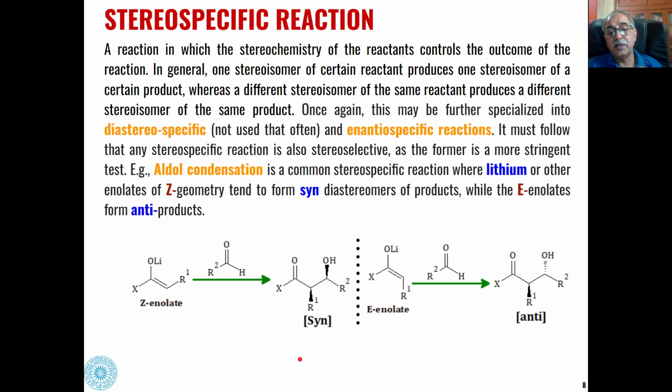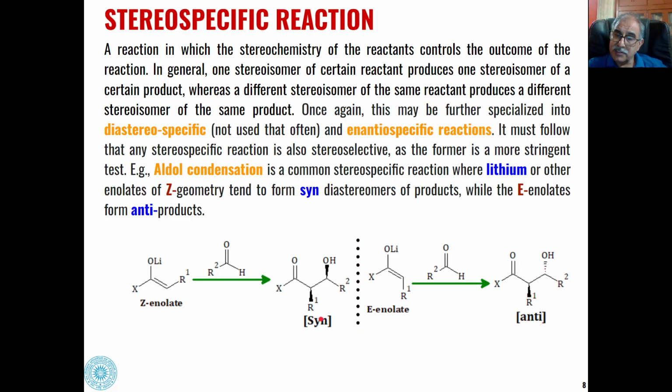So this has given us one stereoisomer, the diastereospecific products. Such reactions are called stereospecific reactions. Similarly, if we use the E-enolate of the same complex and react with the same aldehyde, we will get the anti product, right?